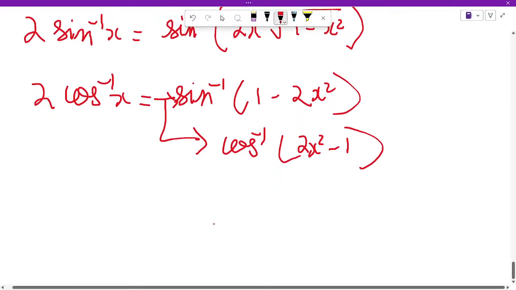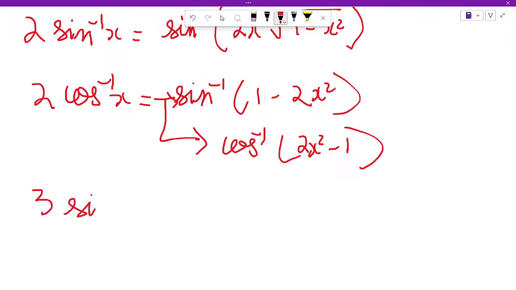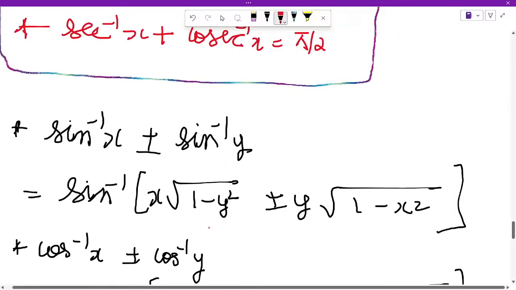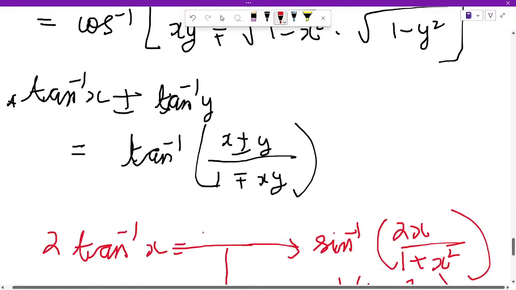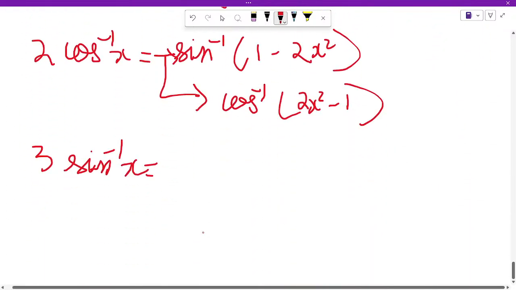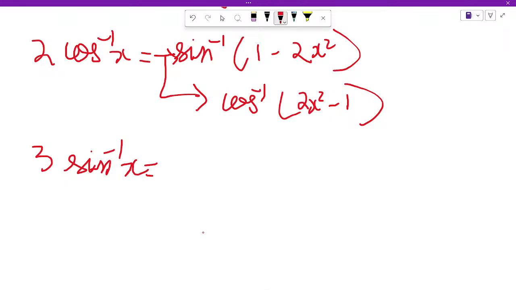The next is based on 3 sine inverse x. So don't get scared of all these formulas. They are very basic formulas because you have learned a chapter called trigonometry in class 11, right? If you can crack that chapter, this is very easy, because there you have a lot of formulas to learn, but here only simple formulas like these, and if you know them, you can crack any question.